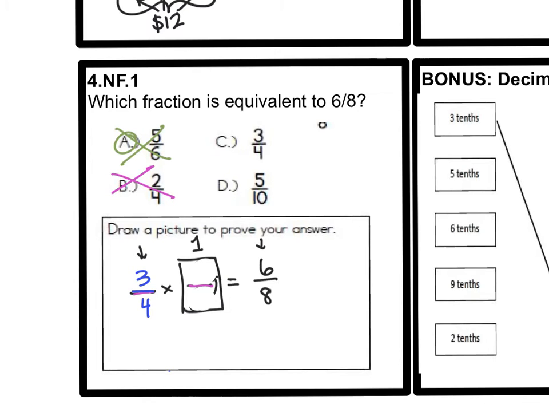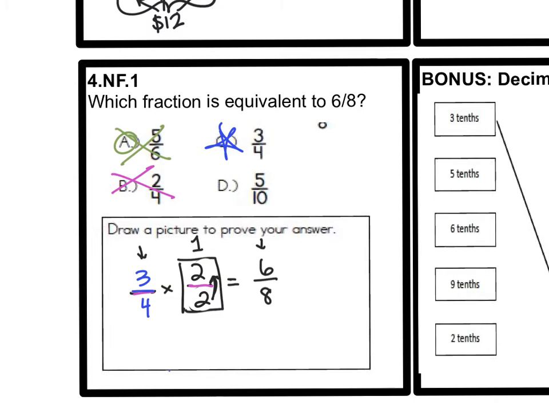Again, to myself, 4 times what gives me 8? I know that 4 times 2 gives me 8. So whatever I put on the bottom, I have to put on top. So I'm going to put a 2 on the top. Now I know that the bottom matches: 4 times 2 does give me 8. And I have to make sure the top matches too. 3 times 2 does give me 6. So I see that this 3/4 is an equivalent fraction. So 3/4 is correct.